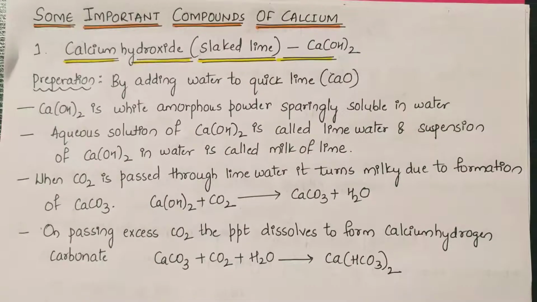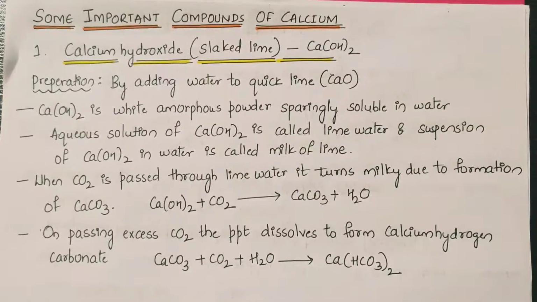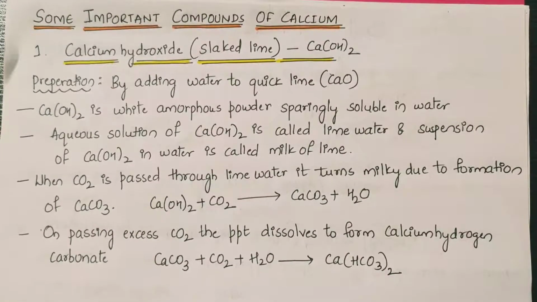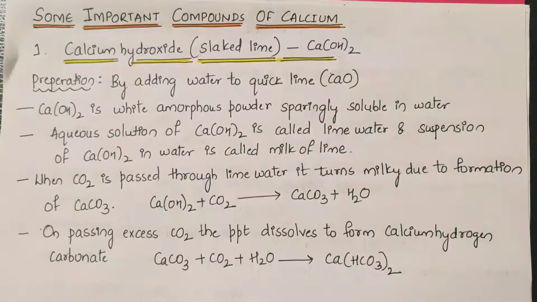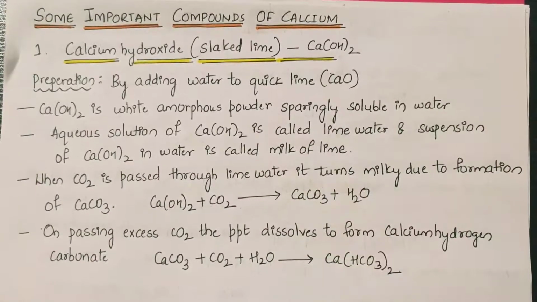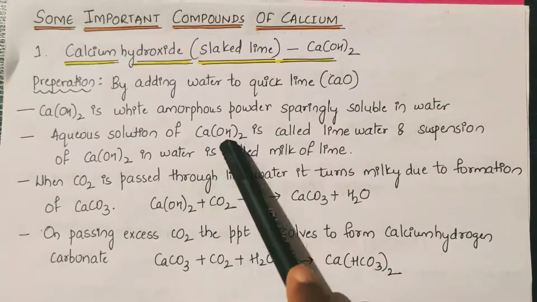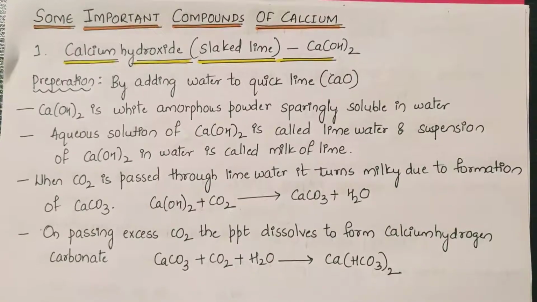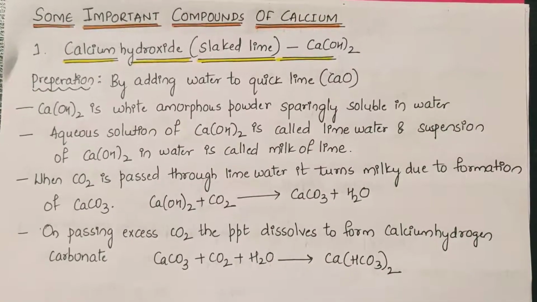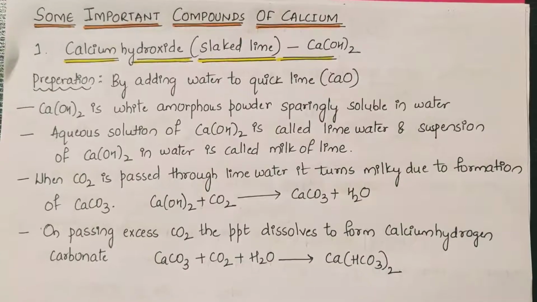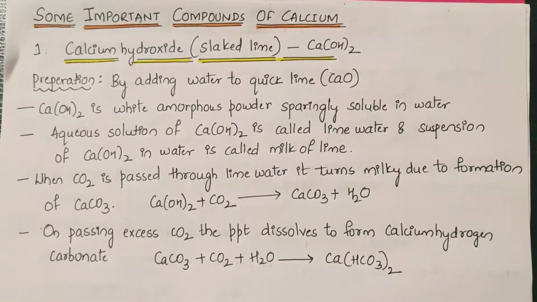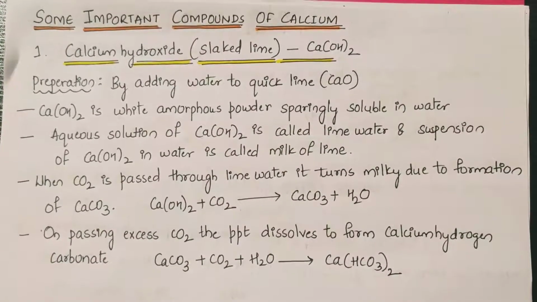If you take an aqueous solution of calcium hydroxide, it is called lime water, and the suspension of calcium hydroxide in water is called milk of lime. Okay, aqueous solution of calcium hydroxide is called lime water, and suspension of calcium hydroxide in water is called milk of lime, because it gives a milky aspect. That's the reason why it is called milk of lime.